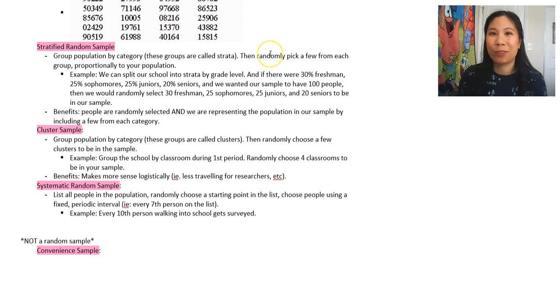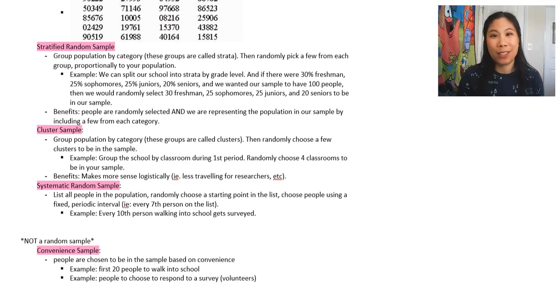The last type of sampling method I want to talk about is the convenience sample. First, let me point out, this is not a random sample. So this is actually bad. You don't actually want to do this. However, it is convenient, like the name says. So in a convenience sample, you're just choosing people to be in your sample that are convenient to you.